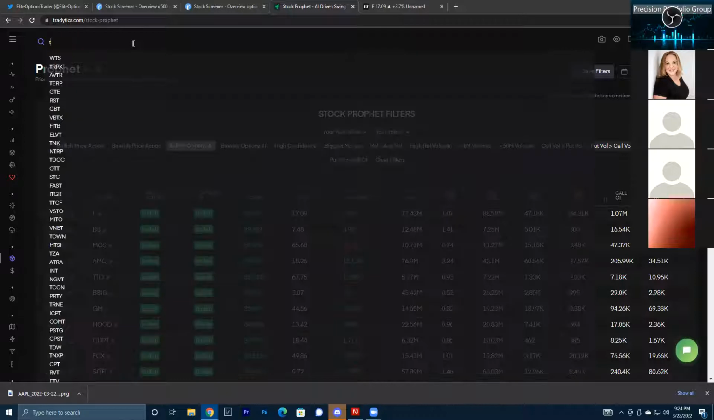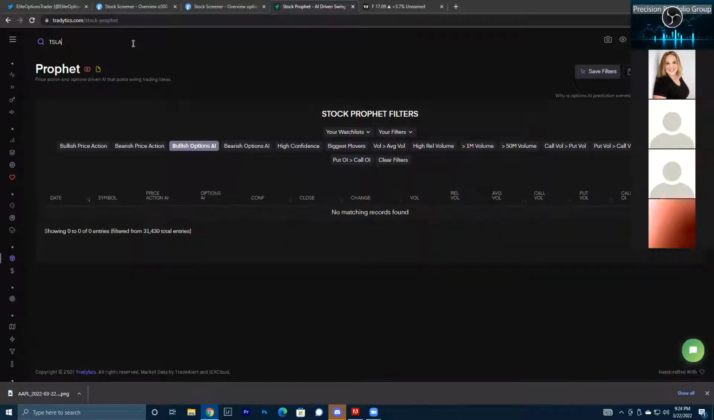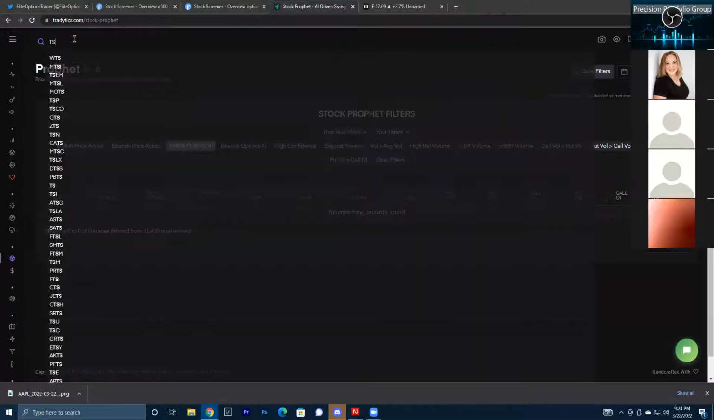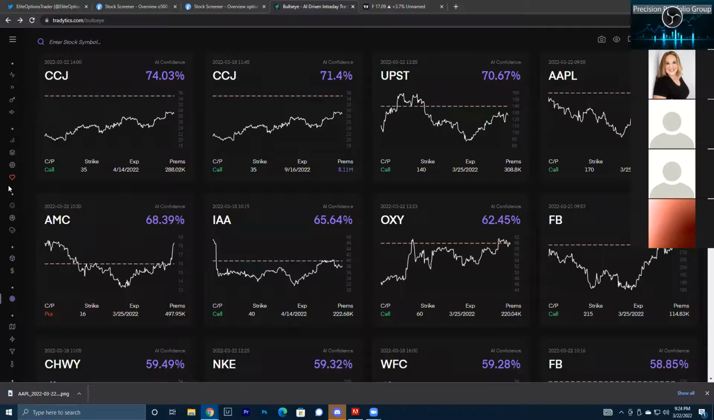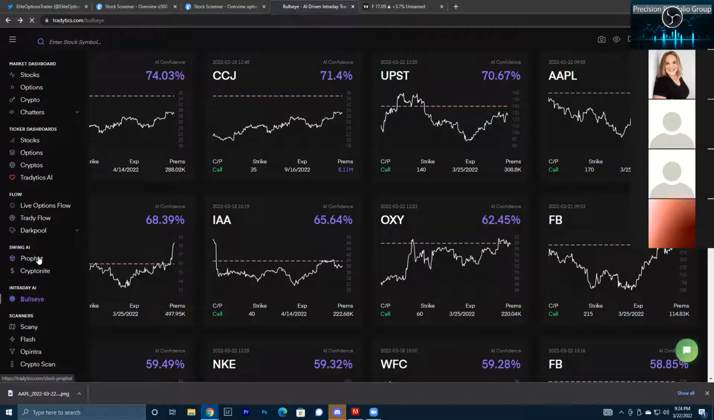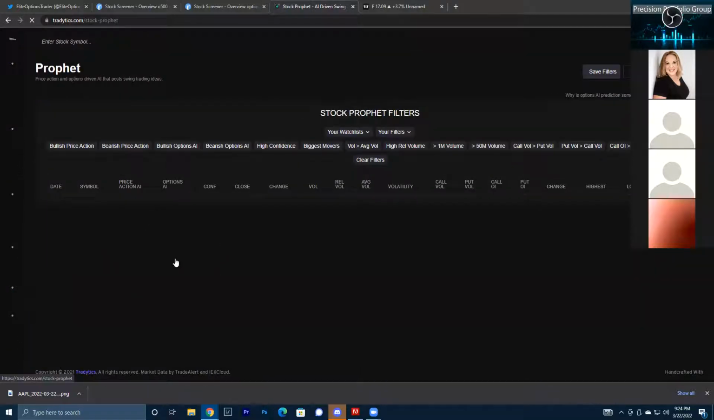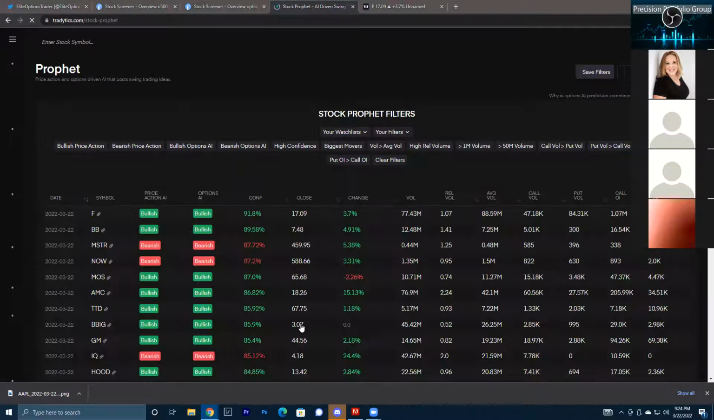For instance, let's say Tesla. There's nothing for Tesla now. Go back. Excuse me, guys. Computer running a little slow.